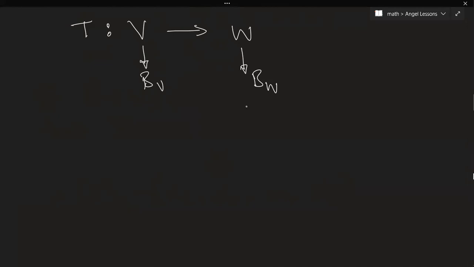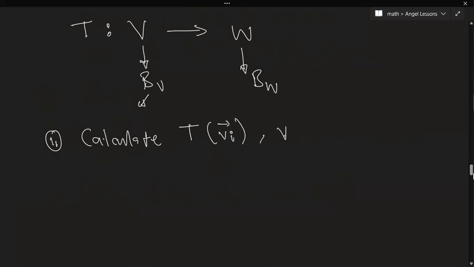Every time you're given this question, obviously you'll be knowing all the elements that make up this set. So what you're going to do, first, step one, is calculate T of Vi for all Vi elements of BV. Do you see? So you are going to calculate T of Vi for each element Vi in BV.